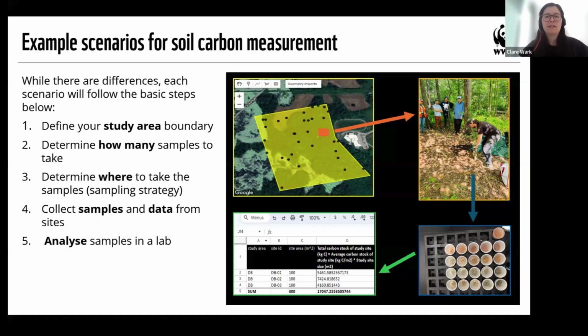And then finally, the last step is analyzing your samples in a lab or sending them to a lab to be analyzed. So we'll review all 5 steps in the first scenario, and then in subsequent scenarios, we'll only be highlighting the steps where there are differences from our first scenario. You can kind of see an illustration there on the right of how you move through these steps and eventually end up with your data. Next slide.